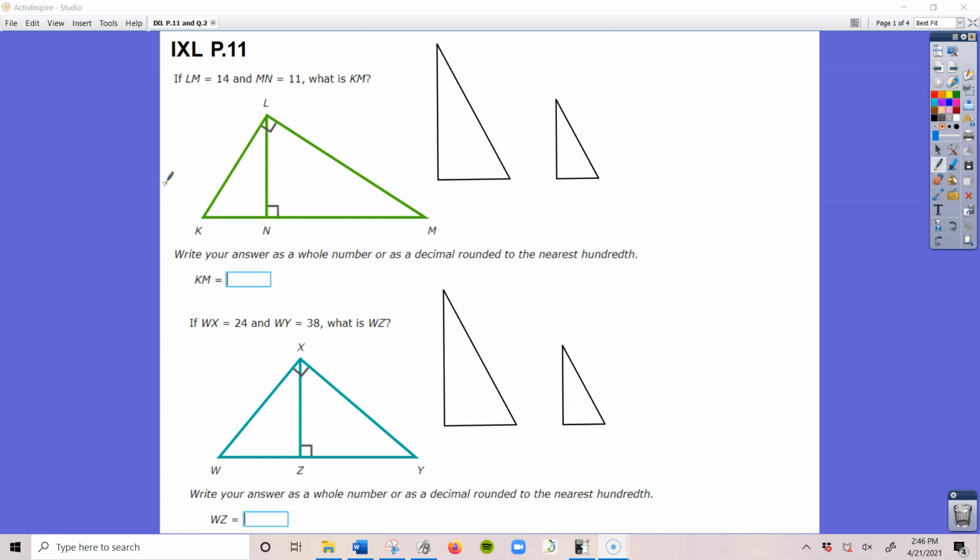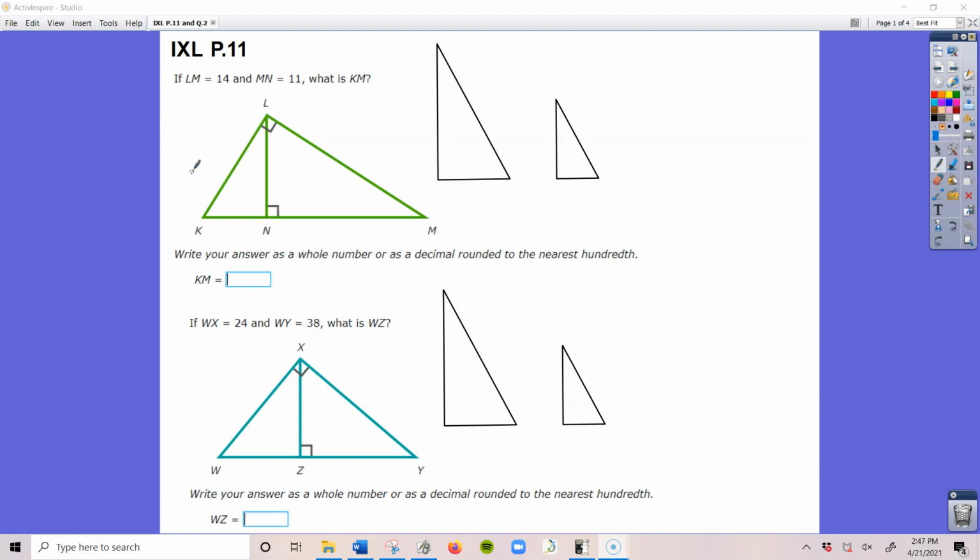Now for P11, you need to find the missing side length that is indicated. I have several examples here from this IXL question. The level doesn't change, it doesn't get any harder than the first ones that you get. So we're going to do a few and then we'll go over to Q2.